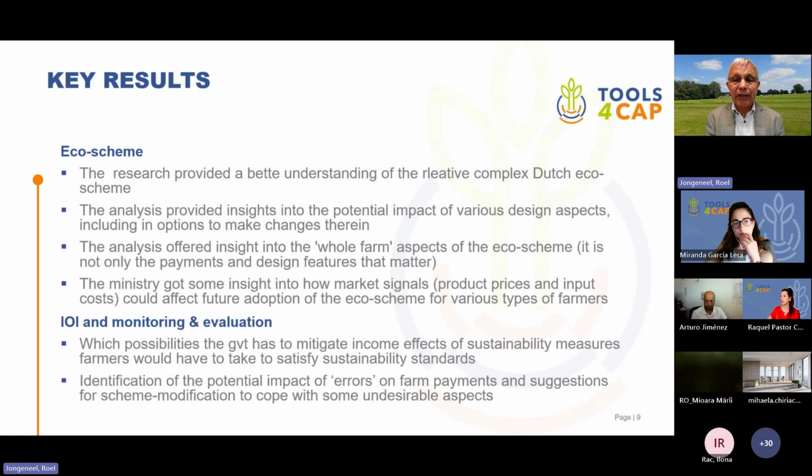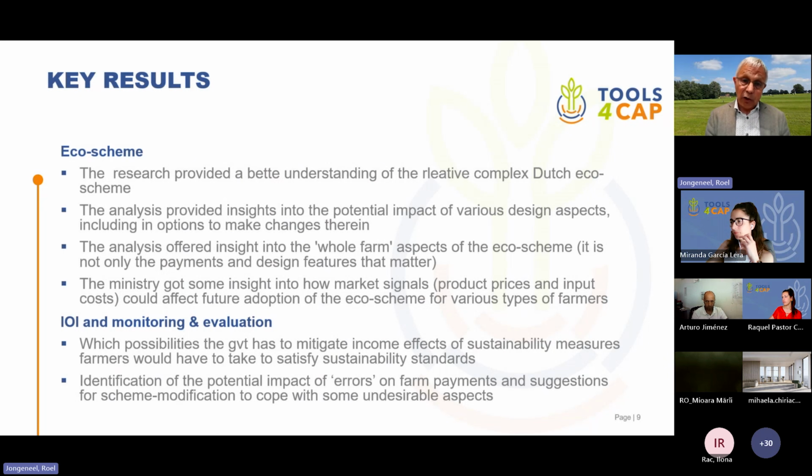Now, what were the key results? I think the analysis gave a better understanding of a relatively complex eco scheme, a performance-based type of eco scheme as the Dutch have. It also provided insights into potential impacts of various design aspects, including the options, like I already said, the threshold criteria, etc.